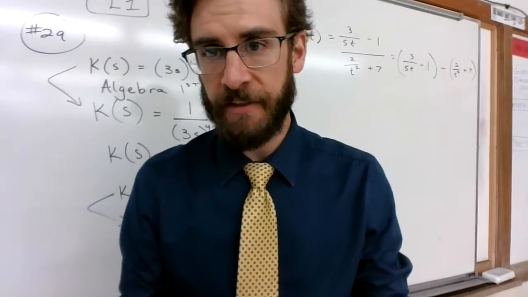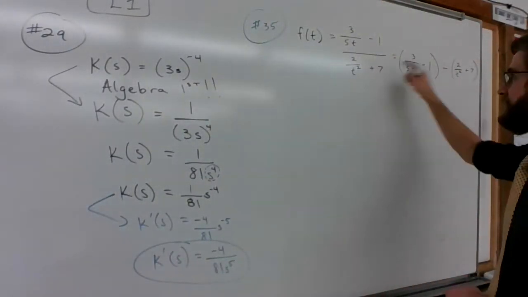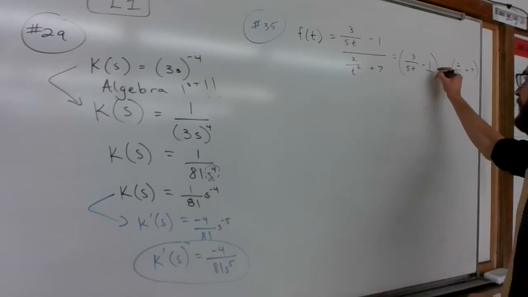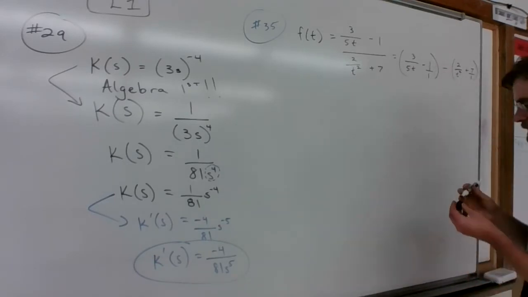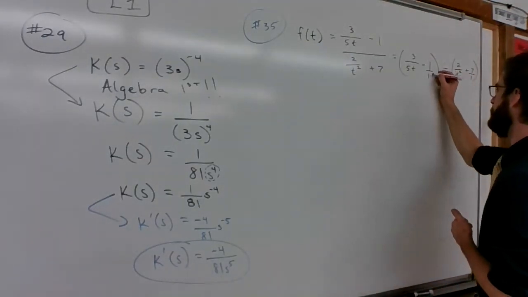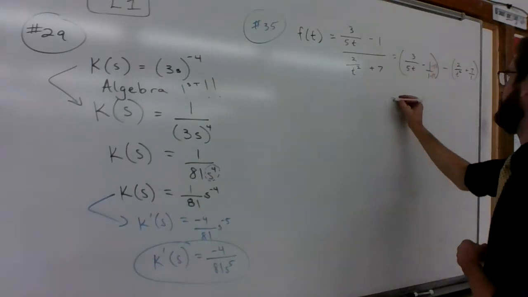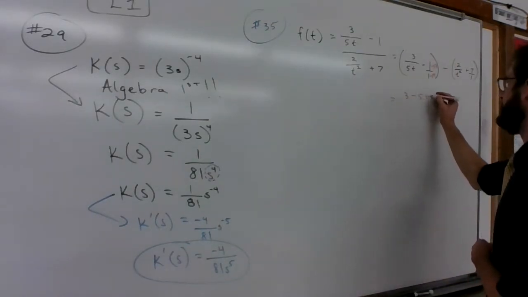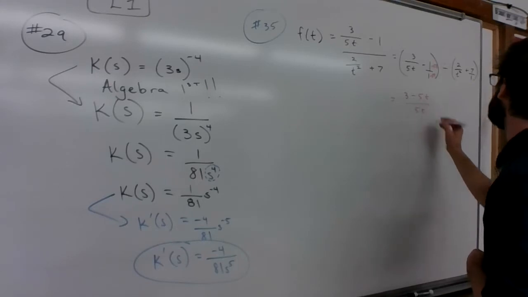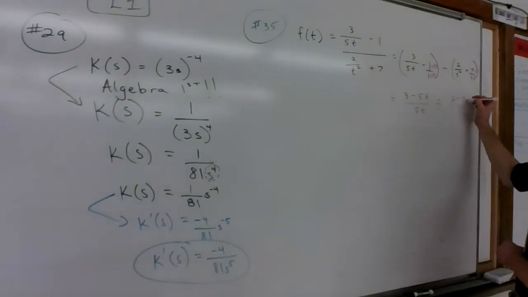Whoa, you couldn't see any of that. My apologies. So I took the numerator divided by the denominator, and now I can find common denominators. So this would be times 5t, times 5t. That'd give me (3 minus 5t) over 5t, divided by, times t squared, times t squared. It's going to be (2 plus 7t squared) all over t squared.